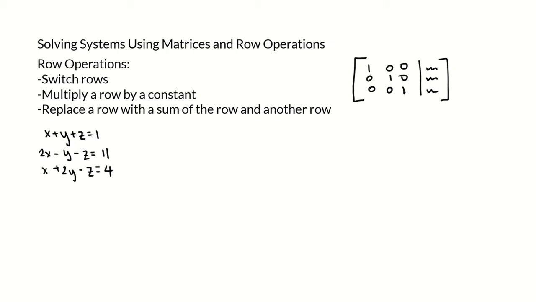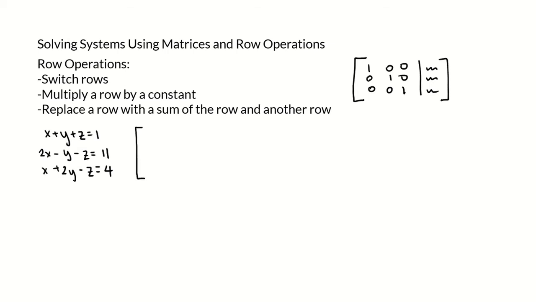So in order to get a matrix to look like this, we can do row operations. Some examples of allowable row operations are to switch rows, to multiply a row by a constant, or to replace a row with a sum of the row and another row. We can also replace it with the sum of a row and a multiple of another row, and combine steps in that way. So our first step is to write the matrix.